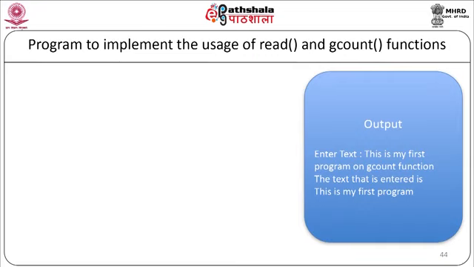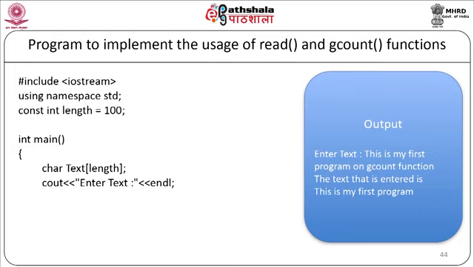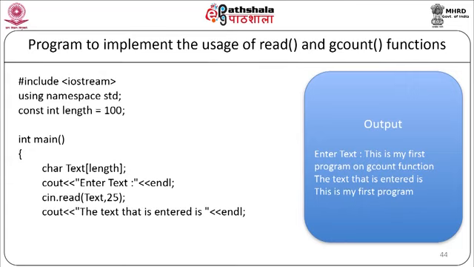Now let's see a simple program to see the usage of read and gcount functions. We'll start with our program: #include <iostream>, using namespace std, const int length = 100. We'll start with our main function, int main. Here we'll declare the character array as char text[length], which will be of length 100, cout << "Enter text" << endl, cin.read(text, 25), cout << "The text that is entered is" << endl, cout.write(text, cin.gcount()), cout << endl and end of the program.